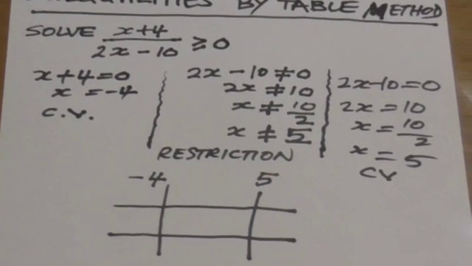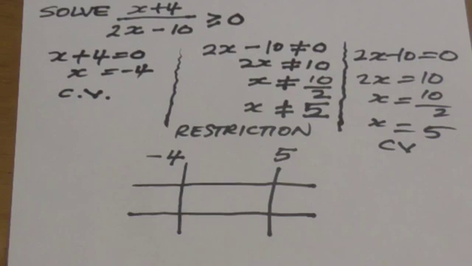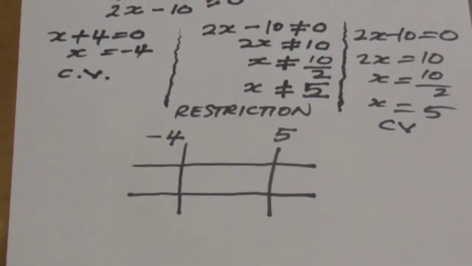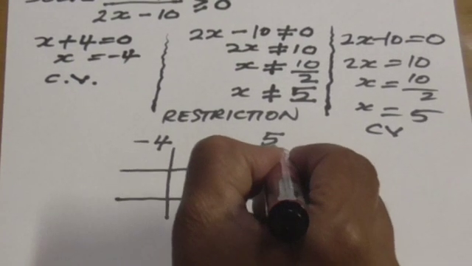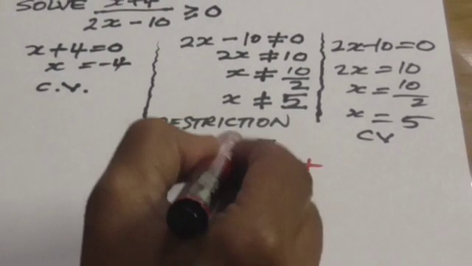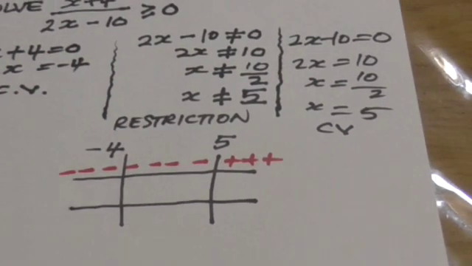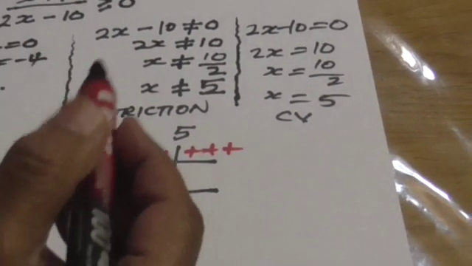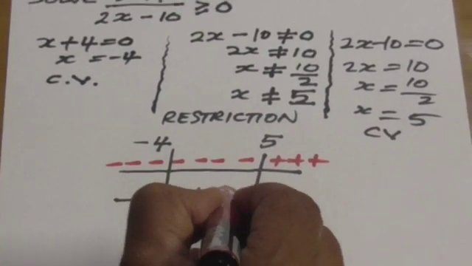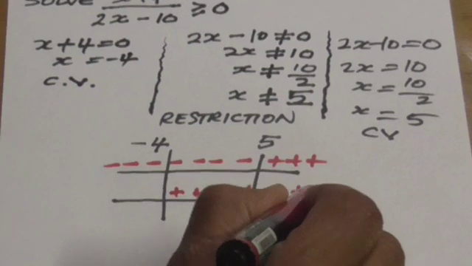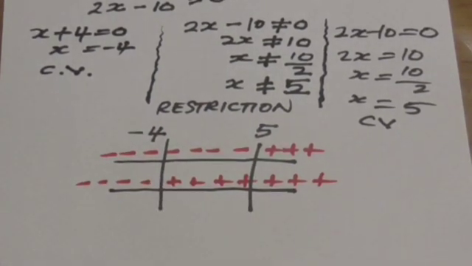Now, the table method works with what I will call a pattern. Now on the right hand side of 5, you just put in plus signs. And on the left hand side, you put down negative signs. It works on a pattern. Take the negative 4. On the right hand side of negative 4, put down positive signs. And on the left hand side, put down negative signs.